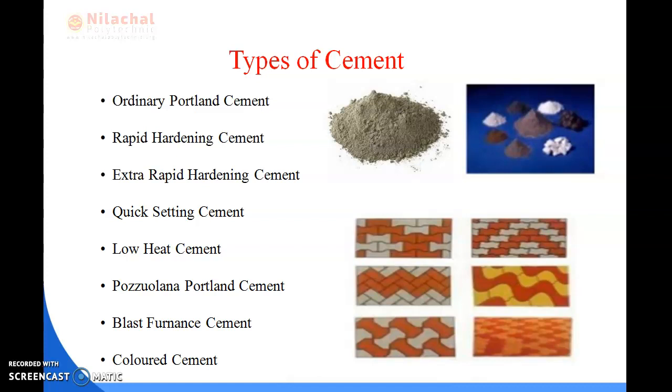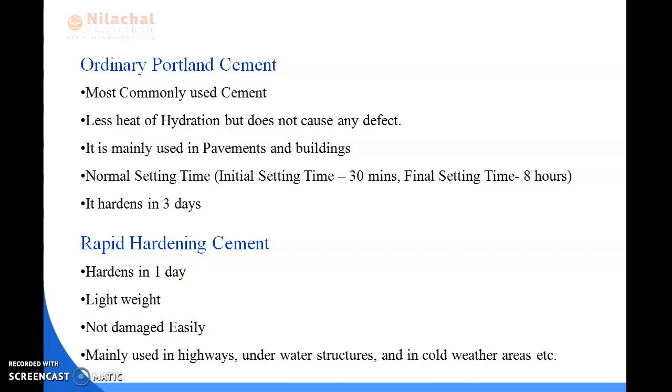rapid hardening cement, extra rapid hardening cement, quick setting cement, low heat cement, Pozzolana Portland cement, blast furnace cement and colored cement. As we all know, ordinary Portland cement is the most commonly used cement, and when you mix the cement with water, it gives less heat of hydration and does not cause any defect, and it is mainly used in pavements and buildings. I have told you the initial setting time of ordinary Portland cement is 30 minutes and the final setting time is 8 hours.